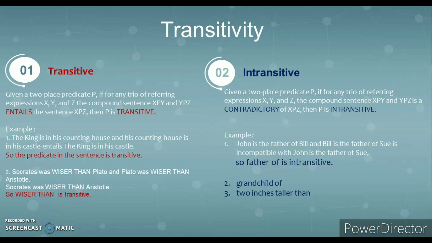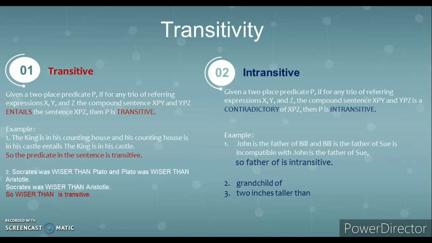Example number 2: Socrates was wiser than Plato, and Plato was wiser than Aristotle. Socrates was wiser than Aristotle. So "wiser than" is transitive. Now we discuss intransitive.